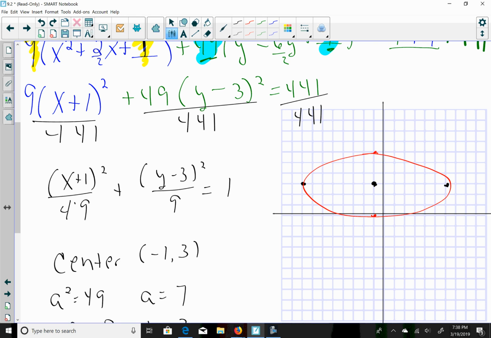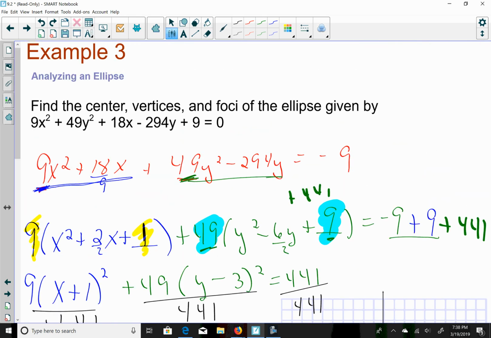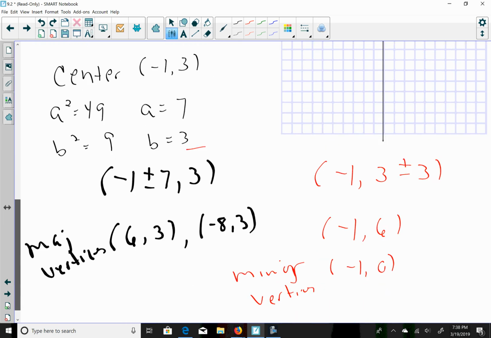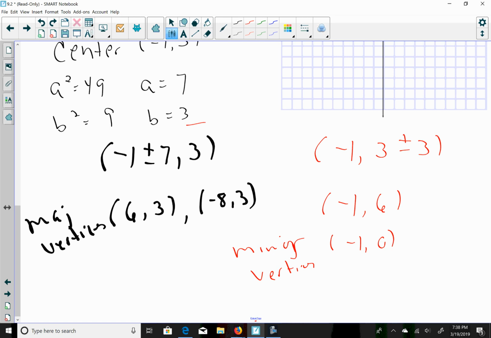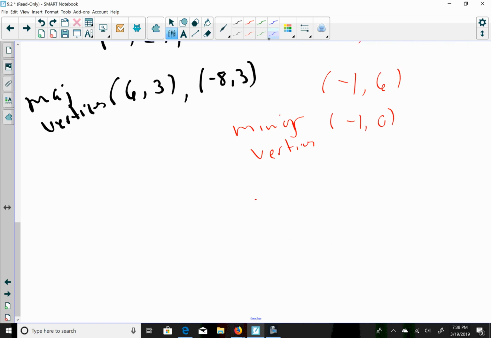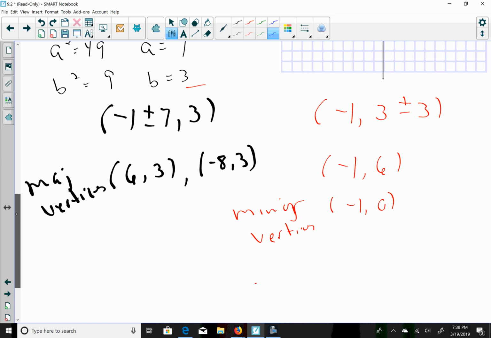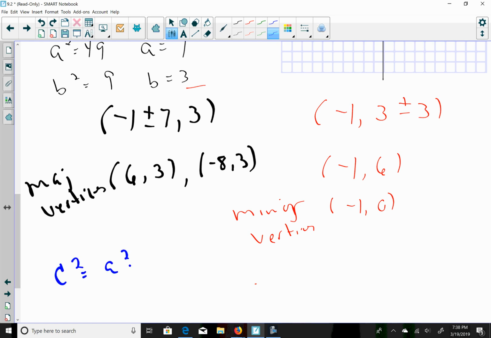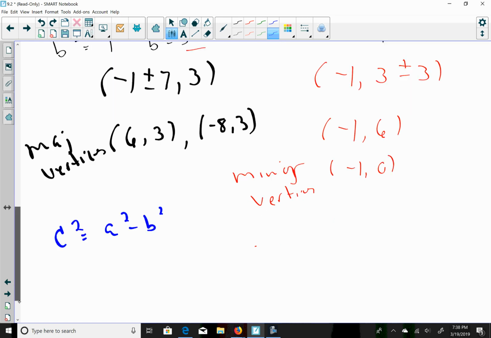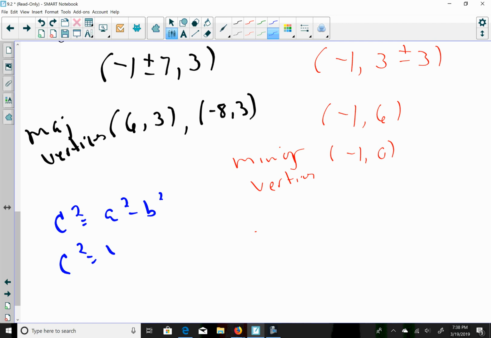I'm going to go up and make sure I haven't missed anything. I gave the center, I gave the vertices. Oops, I did not do the foci, so let's go down real quick and do the foci. So the foci is my c. So I'm going to remember that c squared is equal to a squared minus b squared. So I'm just going to go here to a squared and b squared since I already have them squared. So I'm going to say c squared is equal to 49 minus 9. So c squared is equal to 40.